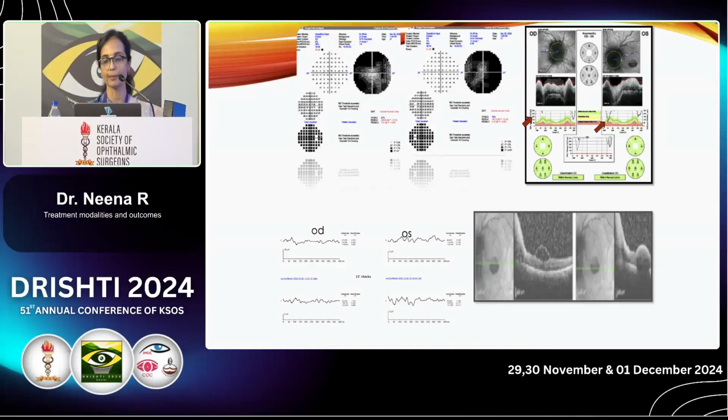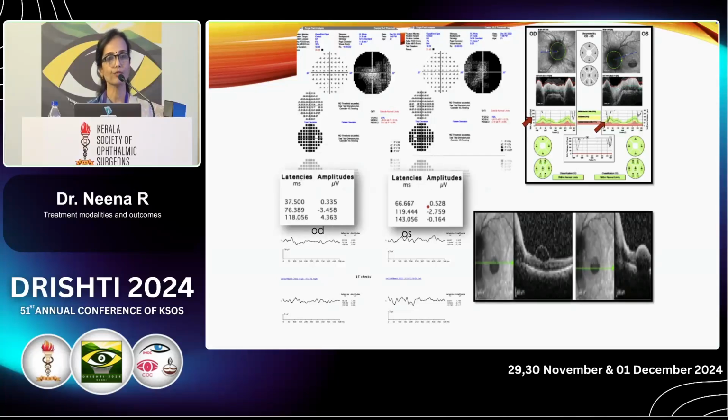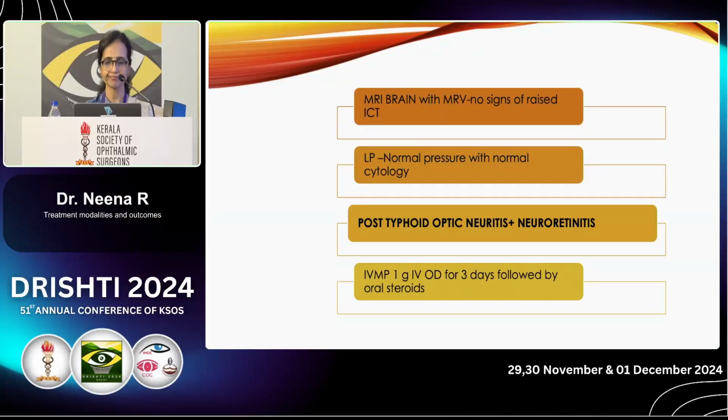And she underwent a lumbar puncture. CSF opening pressure was normal, and so we initiated her on IVMP 1 gram for 3 days, followed by oral steroids, because my diagnosis at this time was a post-typhoid optic neuritis, because post-infective conditions can involve bilateral optic nerves and produce a papillitis kind of picture. But here she had more of a neuroretinitis kind of picture.